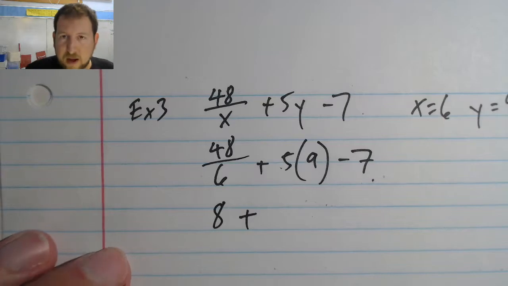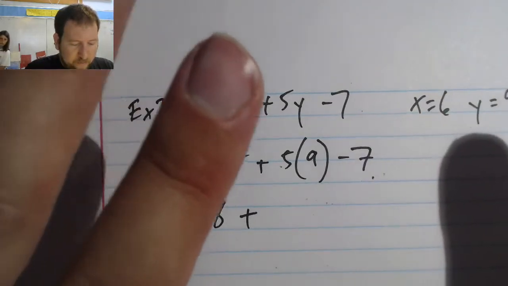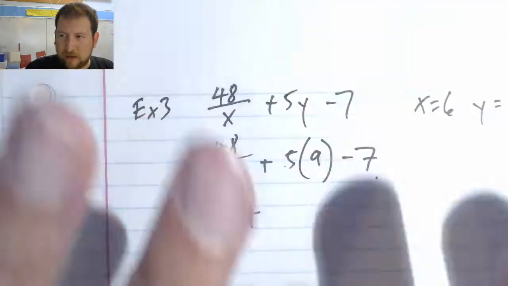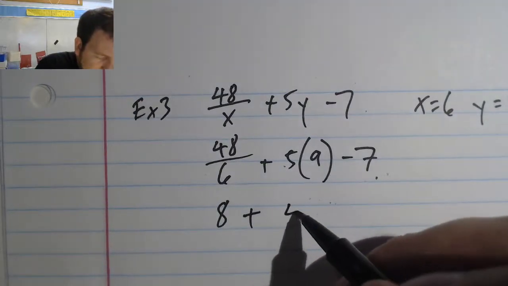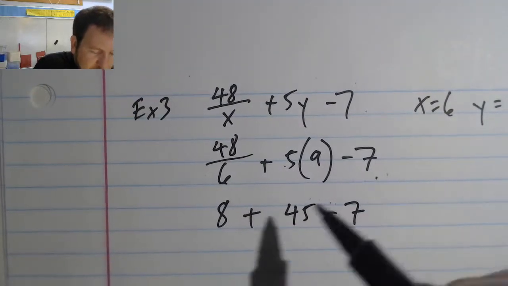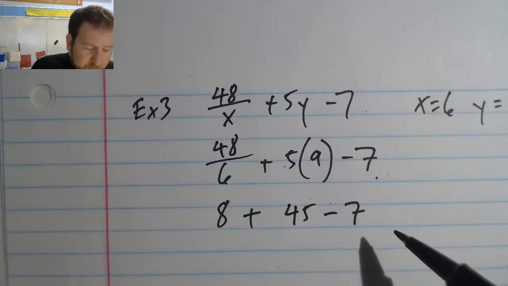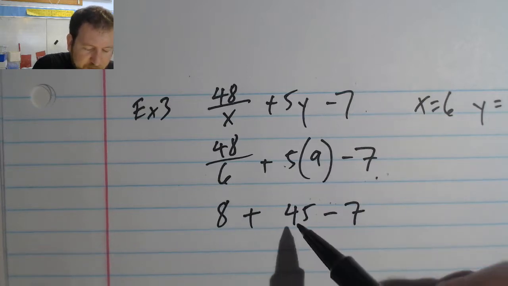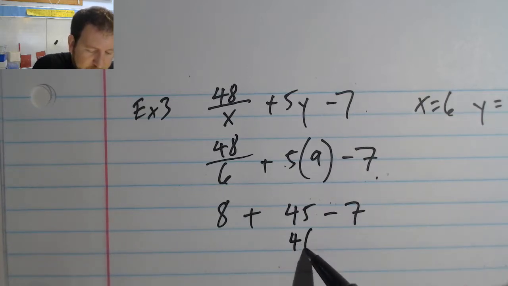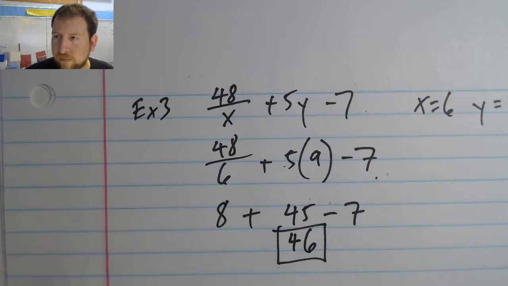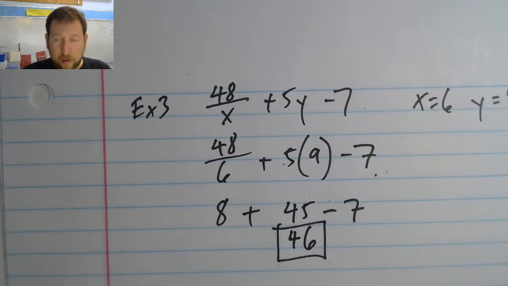Plus 5 times 9. I'd like to do my little trick. 5. Put this one down. You can't really see my fingers. That is 45 minus 7. 8 and 45 is 53 minus 7. Actually, I'll just do the 8 minus 7. So I have 46. Not too bad. Go ahead and good luck.